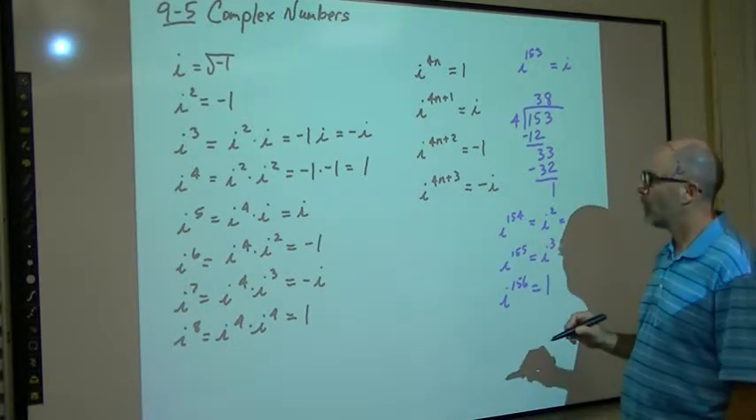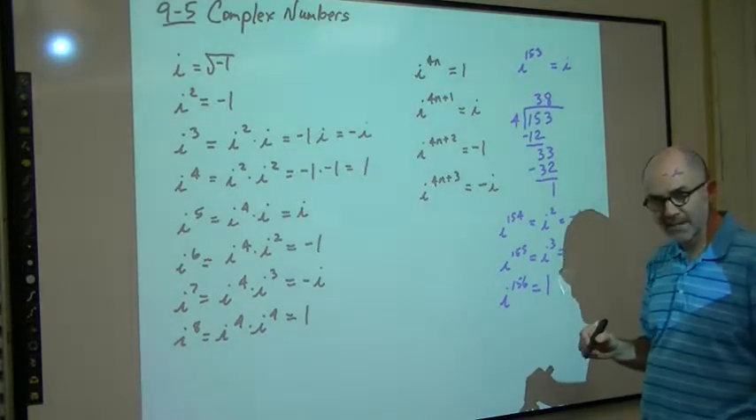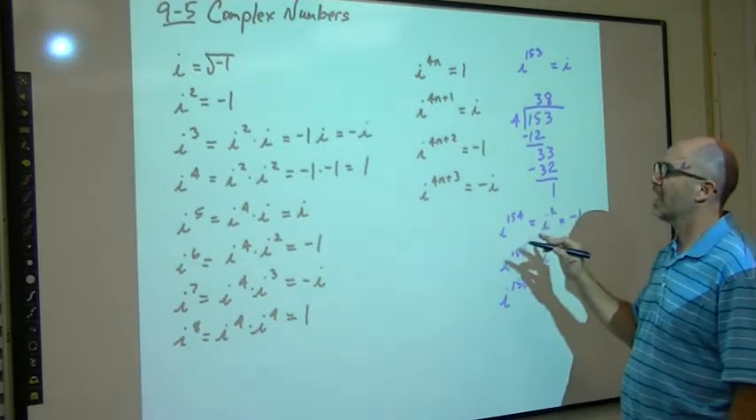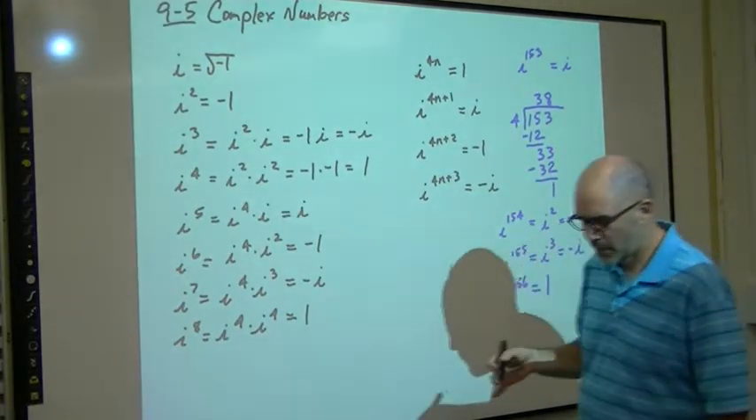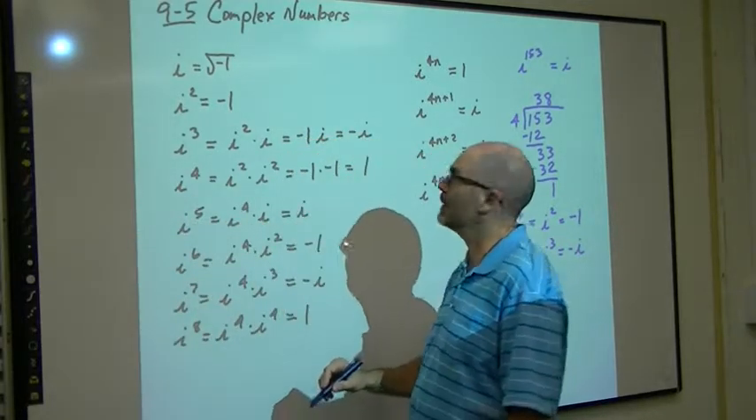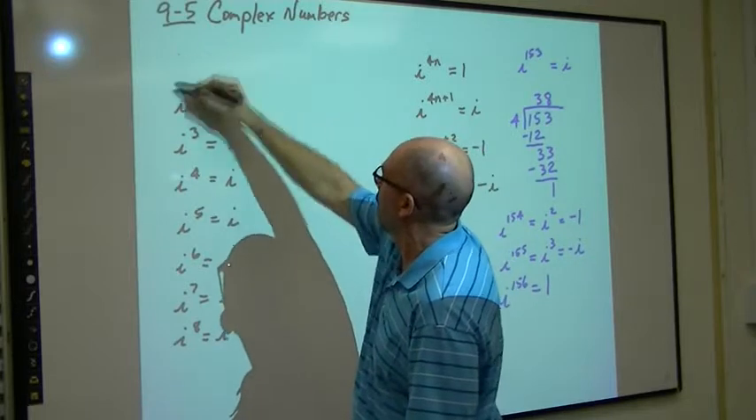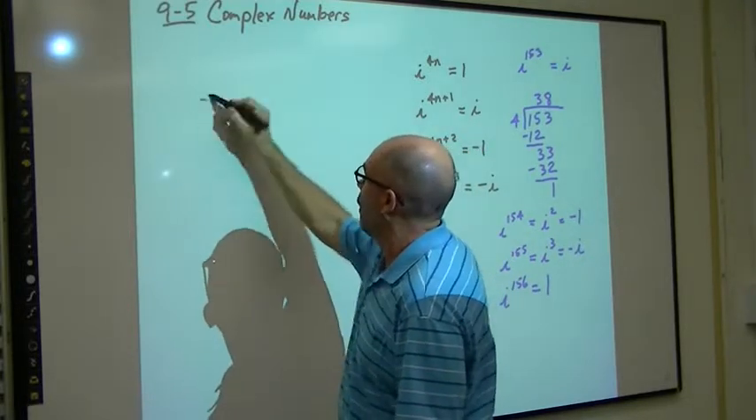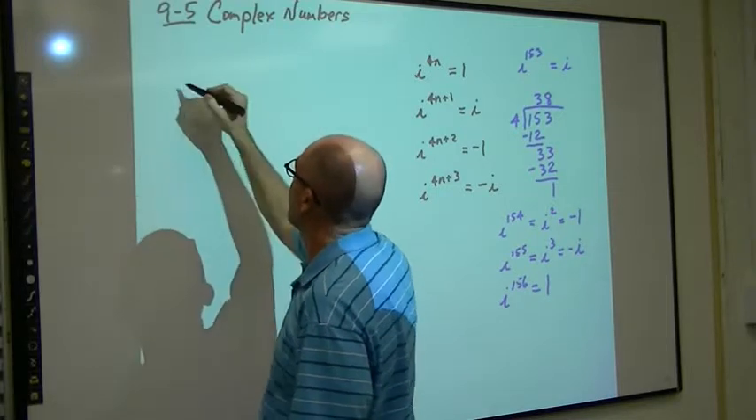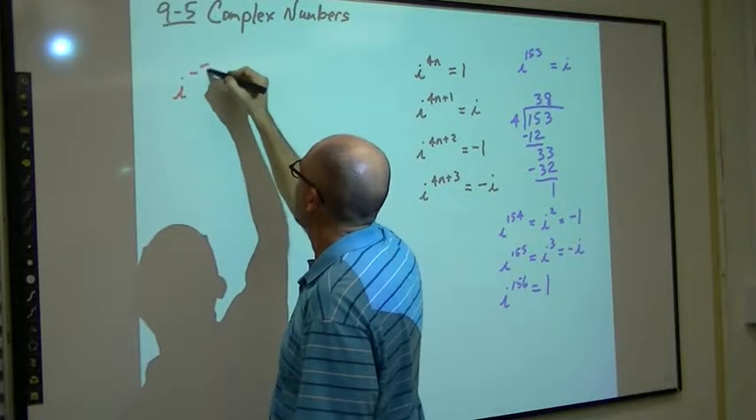Okay, now let's crank up the juice just a bit. What we're going to do is talk about i to negative powers. Ooh, yeah, it just gives you a little tingle thinking about that. Okay. Now, what about i to the negative 7 power?